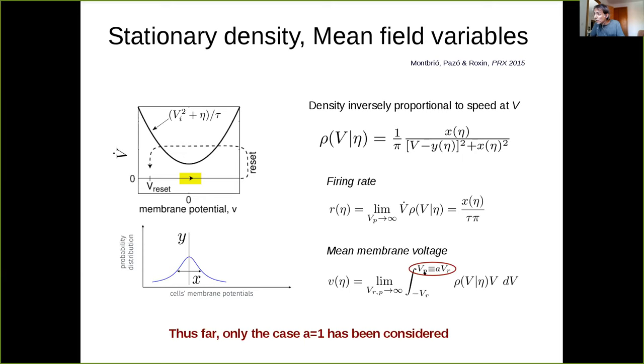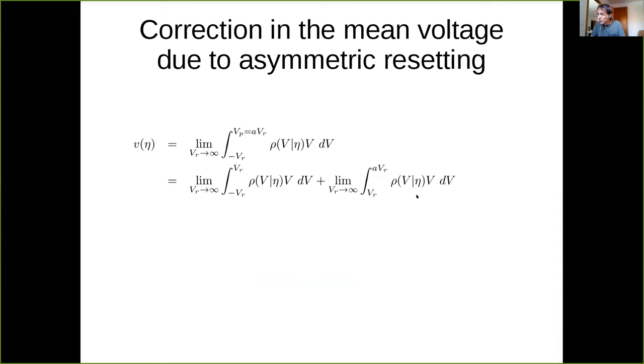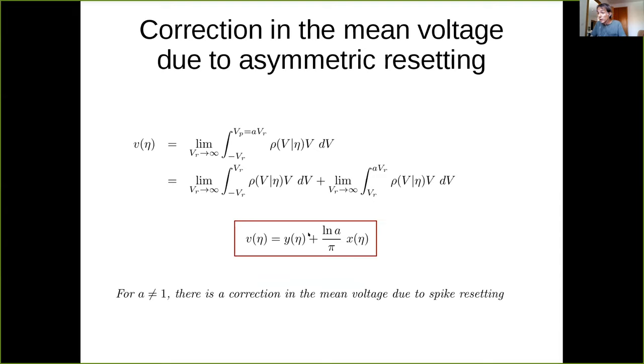If one performs this integral with symmetric limits, one will get this Y, but then we have this extra factor here that can be evaluated. And then we get that the mean voltage consists of this Y plus an extra term that depends on X, and X is the firing rate. So the mean voltage now is not simply the mean of the distribution, but it also depends on the firing rate. And this natural logarithm of A controls the contribution of this term. Okay, if A equals 1, the spikes are symmetric, and this term is not here, and then the mean voltage corresponds to the center of this Lorentzian distribution. But if not, then we have an additional term.